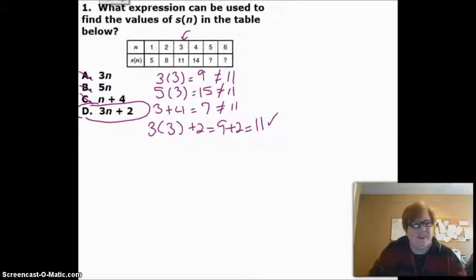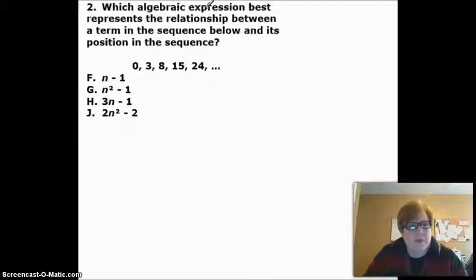Okay, let's take another look at another example. Which algebraic expression best represents the relationship between a term in the sequence below and its position in the sequence? These are expressions which are very similar to our linear and quadratic equations that we've looked at in the previous problems. So the problem is I only have one variable, and I need 2 to make our table. It says the relationship between the term, so this is my term, and its position in the sequence. Well, it's in the first position of my sequence. This one's in the second, third, fourth, fifth.